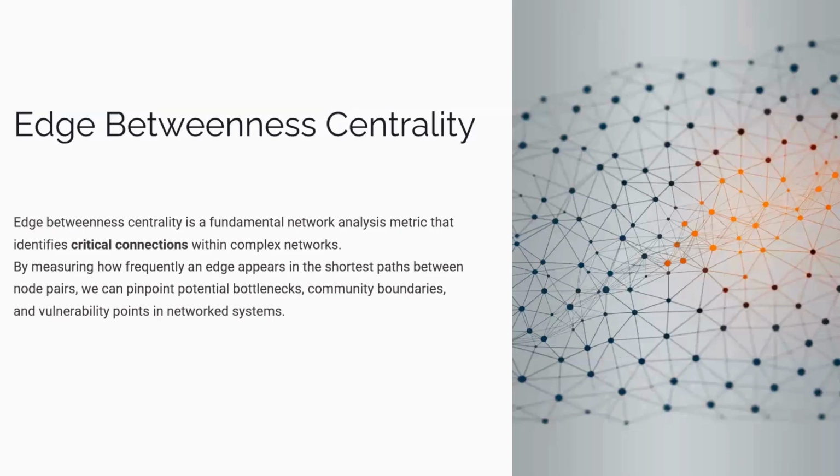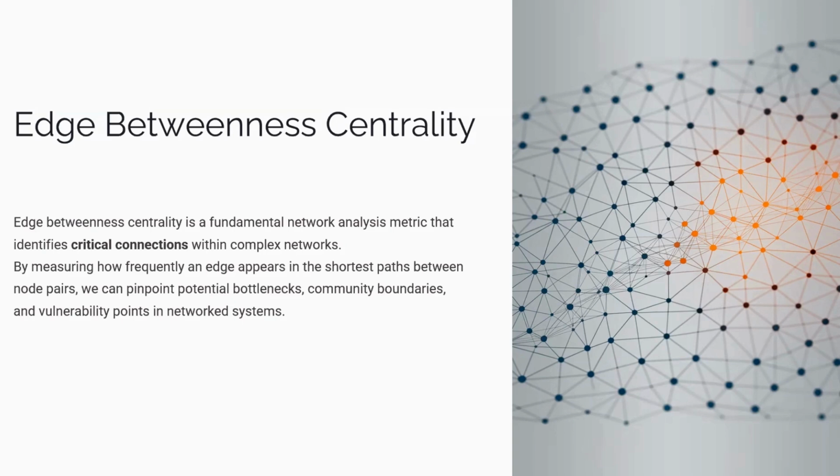Hi friends, welcome back. We're going to discuss edge betweenness centrality. The objective of edge betweenness centrality is basically to find the edge which lies on most of the shortest paths between all pairs of nodes. And this is very essential for community detection algorithms.